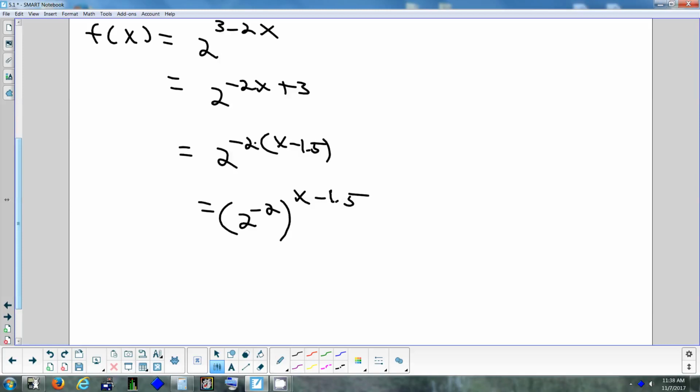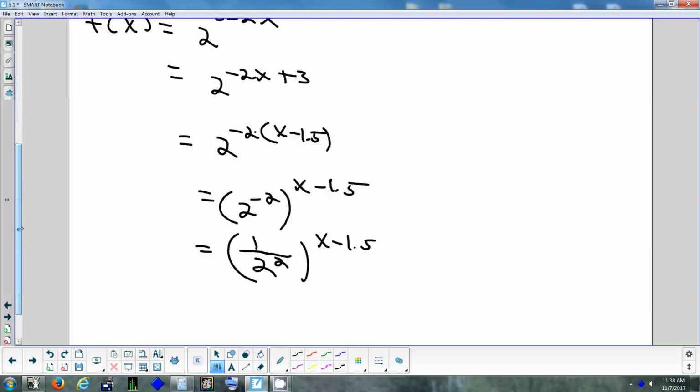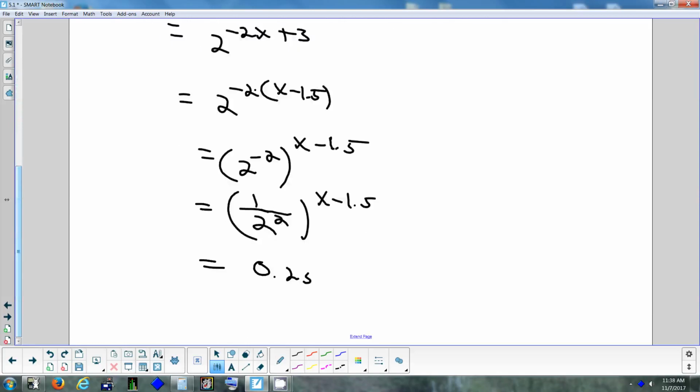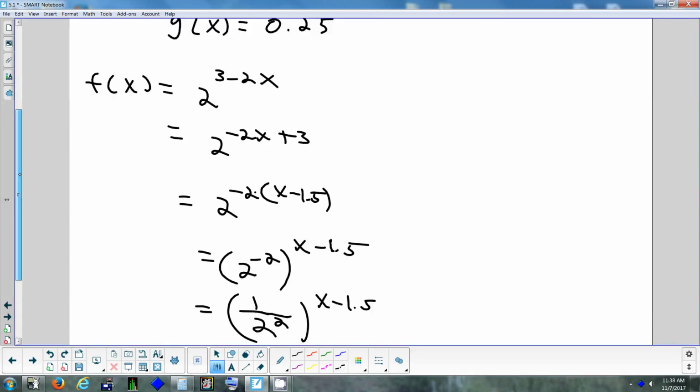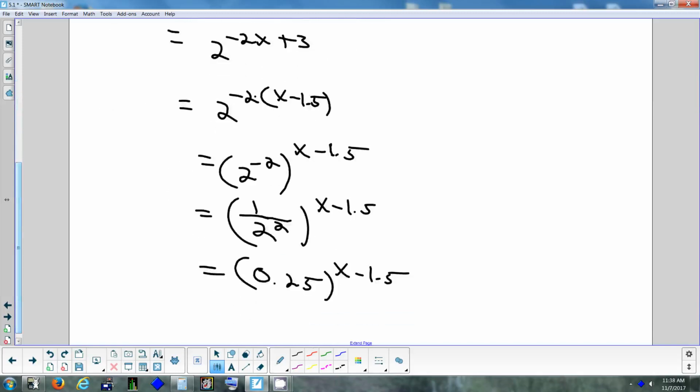And now I can do 2 to the -2, which is 1 over 2 to the 2. And what does 1 over 2 to the second power simplify to? Yeah, 1/4, which is 0.25. So I really broke down every single step. You could probably combine a few steps here. Now we've manipulated f of x and we turned it into g of x. Okay? And we showed that they're actually the same thing.